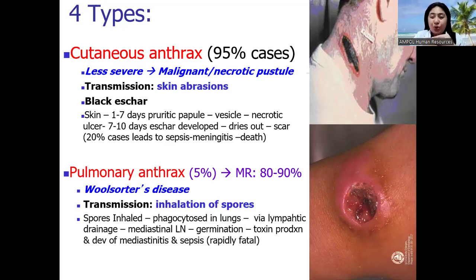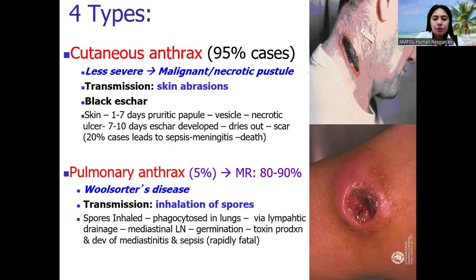So if you have an open wound, and you contaminate the open wound with Bacillus anthracis, it will most likely cause cutaneous anthrax. That's the black eschar, if you see the black one. On the skin, within 1 to 7 days it starts as a pruritic papule, which is converted into a vesicle, and then it will develop into a necrotic ulcer. At 7 to 10 days the eschar develops and dries out, and then it will leave a scar. But 25% of cases of cutaneous anthrax will lead to sepsis and meningitis, causing death.